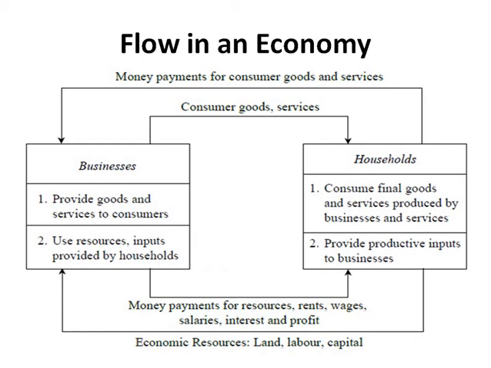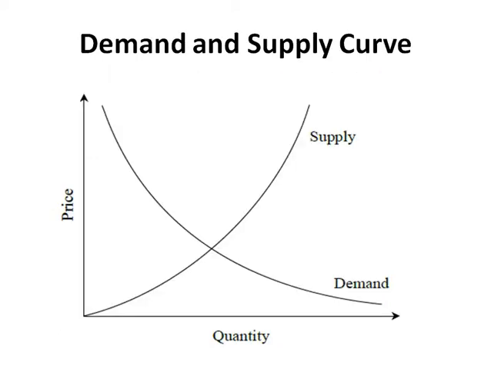Then here we have the productivity, which in terms of a business organization will provide the input to the particular households. Then the economic resources like land, labor and capital are provided by the households to the business organization. Then the money payments which are necessary for the consumer goods and services are given by the households to the business organization. So this is the demand and supply curve.